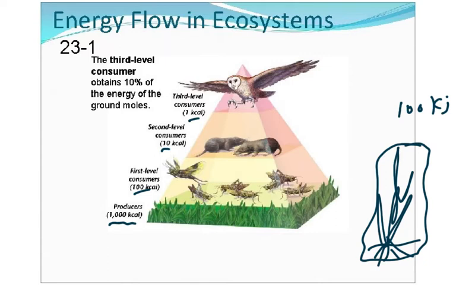Because number one, you don't eat the whole plant. You only eat some part of the plant. Even with a chicken, you don't eat the whole chicken. You only eat the meat. You don't eat the bones. The bones have energy. If you burn the bones, heat is going to be released. You don't eat the feathers. If the feathers are burnt, energy is going to be released. So the third level consumer only obtains 10% of the energy of the ground level. So that is energy flow in ecosystems.